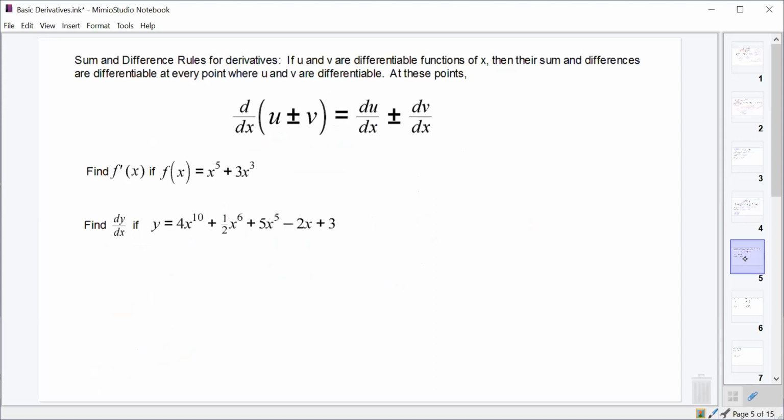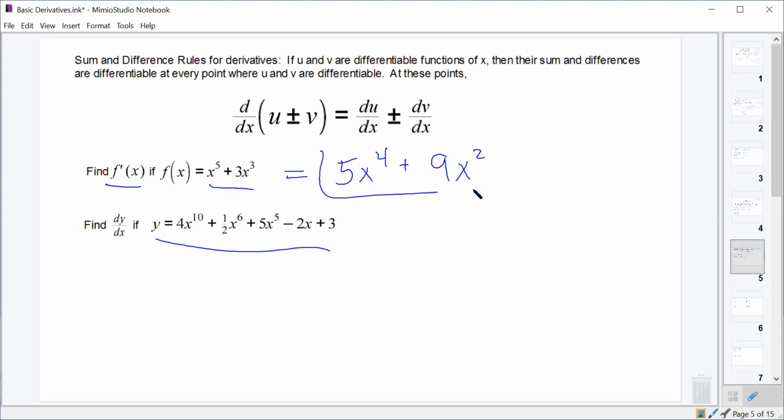If I have multiple functions being added together or subtracted, and I want the derivative of it, I can just take the derivative of each one separately and then add or subtract them together. So if f of x is x to the 5th plus 3x cubed, I should just take the derivative of x to the 5th to get what? 5x to the 4th. And take the derivative of 3x cubed to get 9x to the 2nd. 9x to the 2nd, and that is my derivative.